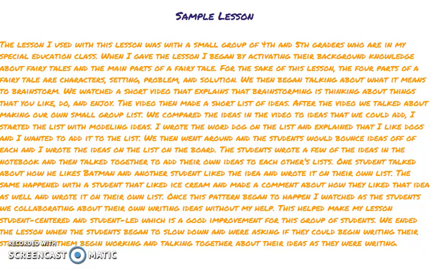We watched a short video that explains that brainstorming is thinking about things that you like, do, and enjoy. The video then made a short list of ideas. After the video, we talked about making our own small group list. We compared the ideas in the video to what we could add. I started the list with modeling ideas. I wrote the word dog on the list and explained that I like dogs and I wanted to add it to the list so that I could write about it later if I wanted to.